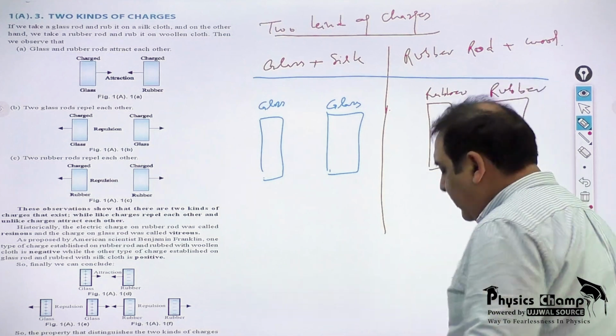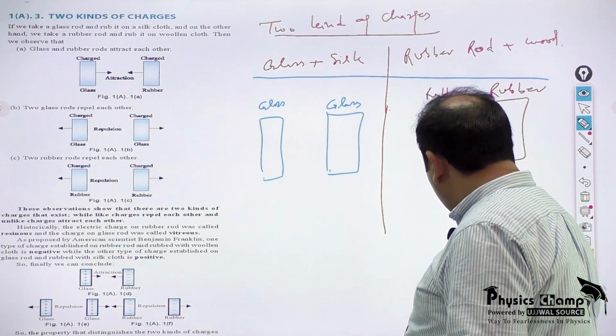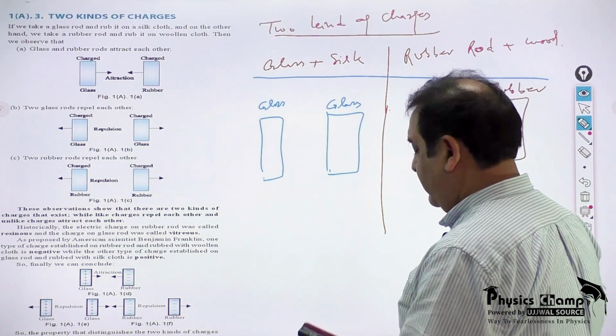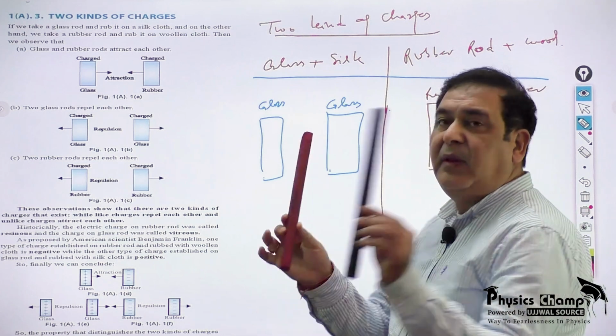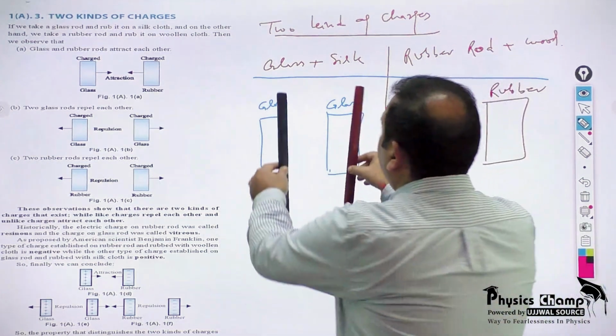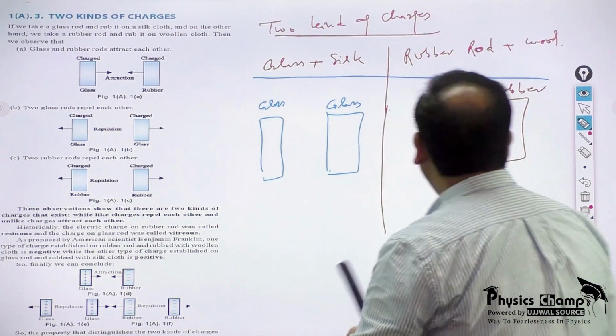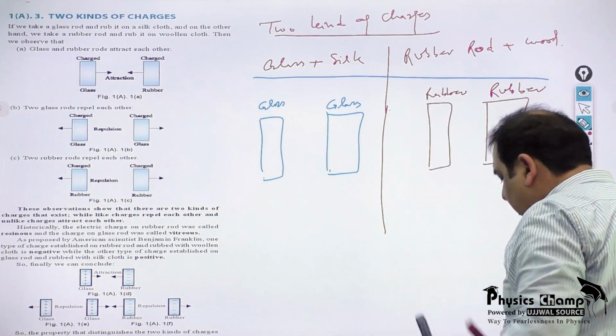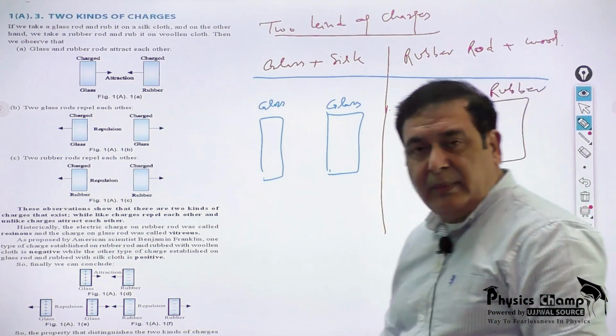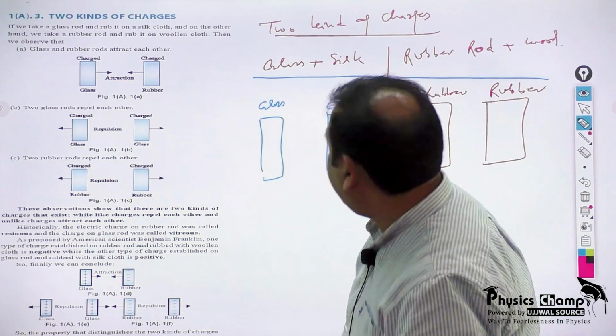So what have I taken? I have taken two glass rods. So I take two glass rods and separately rub them on silk. And similarly, I take two rubber rods and rub them separately on wool. And then I am trying to bring them close.